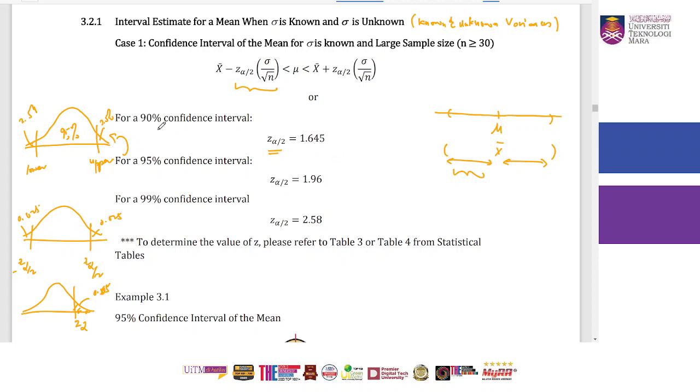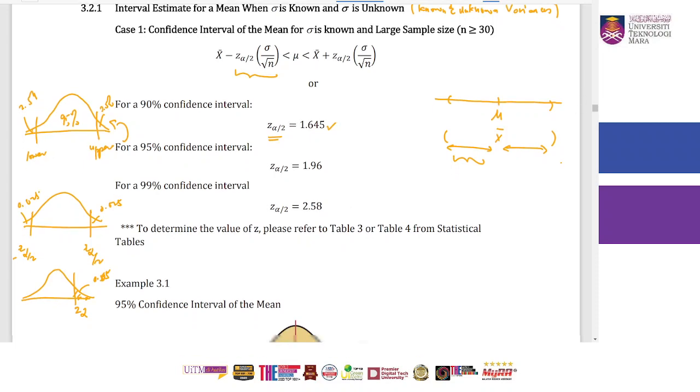Okay. So for 90% confidence interval, so the z alpha over 2 value is 1.645. Okay, then you can memorize this value. Kalau tak boleh nak hafal pun tak apa, you boleh always refer to the statistical table. Sebab you are allowed to bring in your statistical table during the exams. Alright. So for the 95% confidence interval, you have z alpha over 2 of 1.96, and for 99% confidence interval, the z alpha over 2 is 2.58.